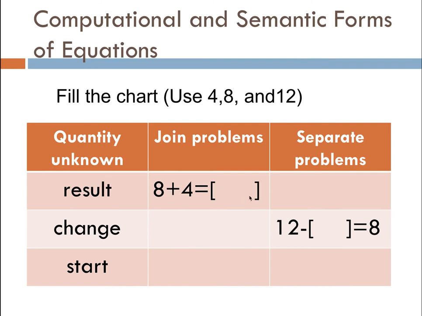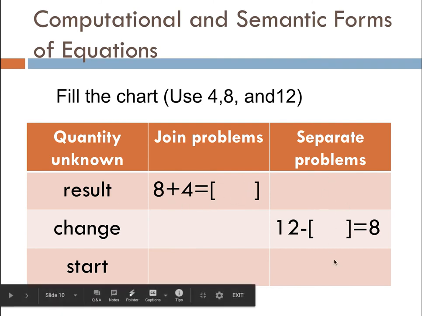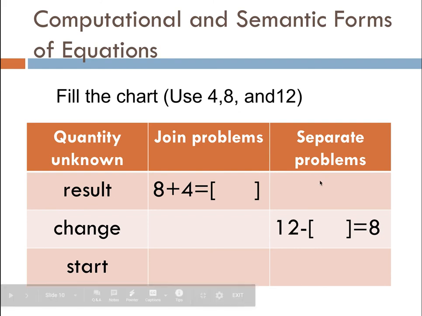So if we are using the same thing here, let's do that again. Using this, we don't know what the result is. You need to find that. So in a separating problem where the result is unknown, you can do 12 minus 4 is equal to an unknown variable or unknown quantity. And you can find the answer as 8.